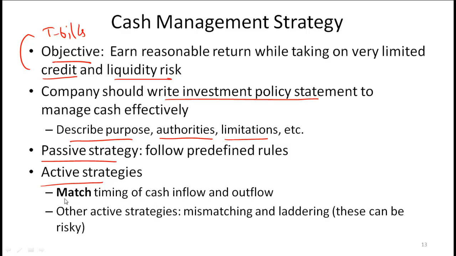So within active strategy, we have something called a matching strategy, which tries to match the timing of cash inflows and outflows. Then there are other strategies called mismatching strategy, laddering strategy. All you need to know is that these are within the active category and they are somewhat risky. I don't think you need to get into the details of what these are, because the curriculum says a few things, but I don't think it says enough about what these are. So I really doubt that you'll be tested on a detailed understanding of these items.